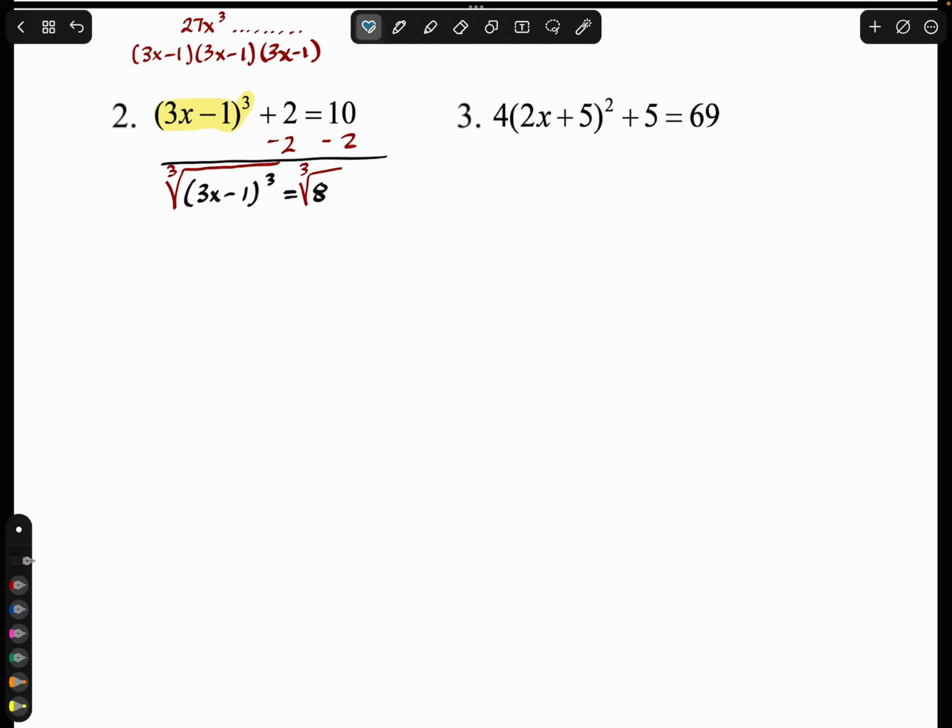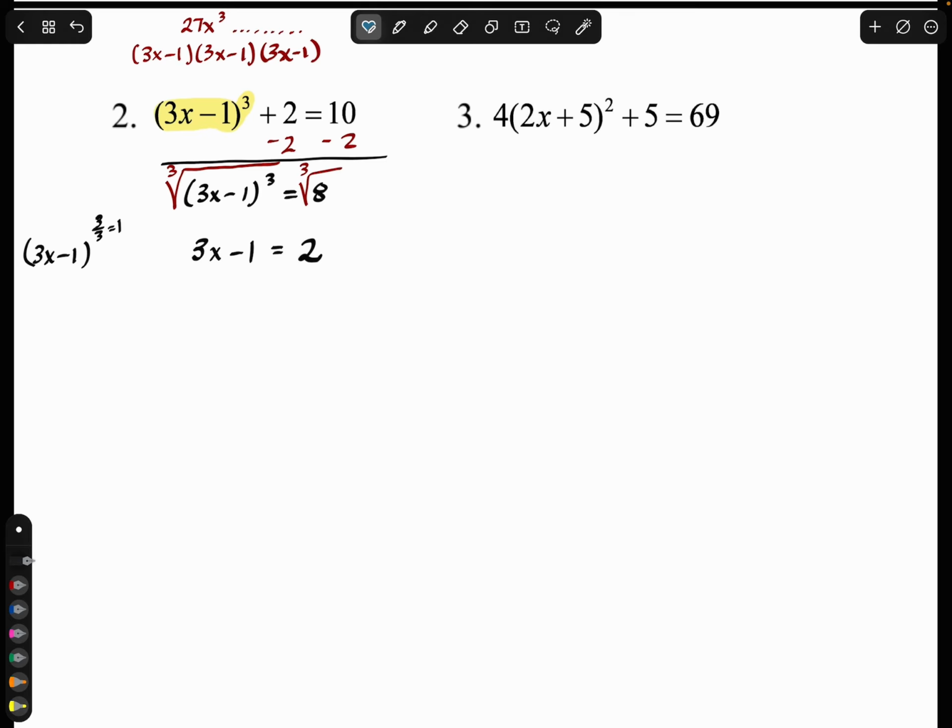And the cube root of 3x minus 1 to the third, remember, that's like saying the 3x minus 1 to the power 3 over 3, which is just 1. So this is just the same thing as 3x minus 1. You don't even have to put parentheses around it and make it to the first power, because we don't need that. It's just excessive. So the cube root of 8 is going to give us 2.